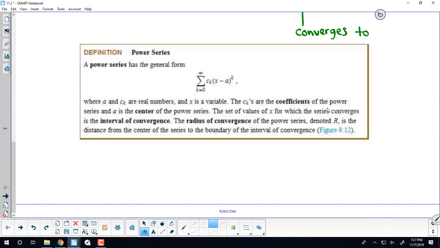So a power series, as we defined above, this is a more official definition. A and C sub k are real numbers. X is your variable. The C sub k's are your coefficients. A is still the center, just like it was with the Taylor polynomial. The set of values of x for which the series converges is called the interval of convergence.